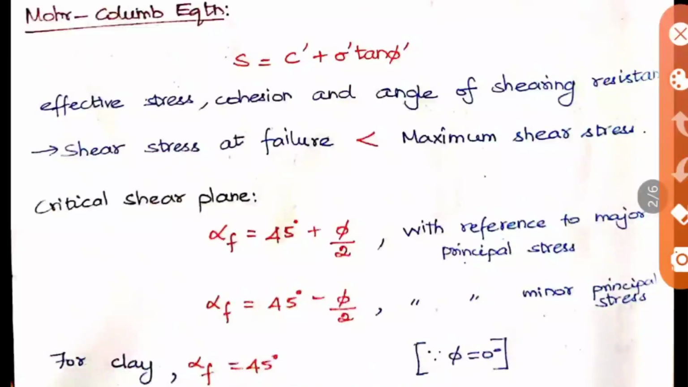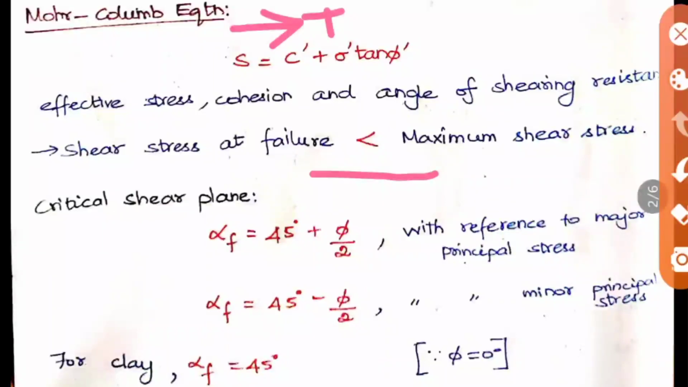The next theory is the Mohr-Coulomb equation, which is the combination of both. Here they have given us S is equal to C dash plus sigma dash tan phi dash. Here the dash means that it is effective. So it's effective cohesion, effective stress, and the effective angle. Effective stress itself is Terzaghi's theory only. So this Mohr-Coulomb equation is completely based on Terzaghi's theory. Here the effective stress, cohesion, and angle of shearing resistance are used, and the shear stress at failure will always be less than the maximum shear stress. So it always fails below the maximum shear stress only.